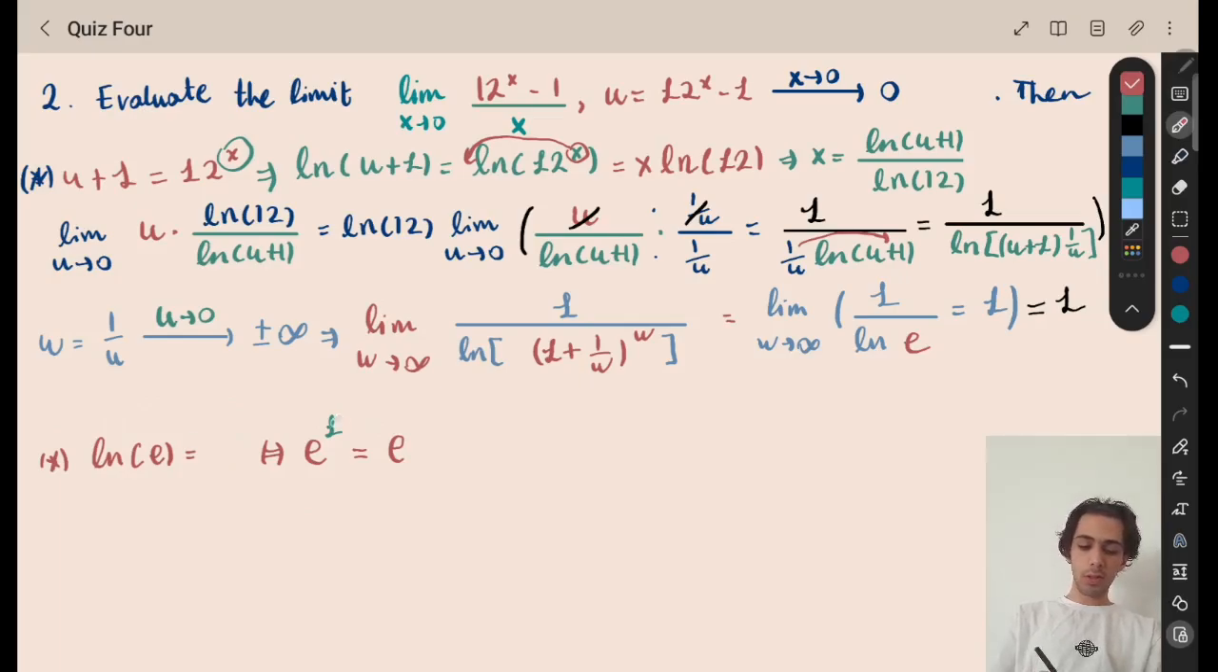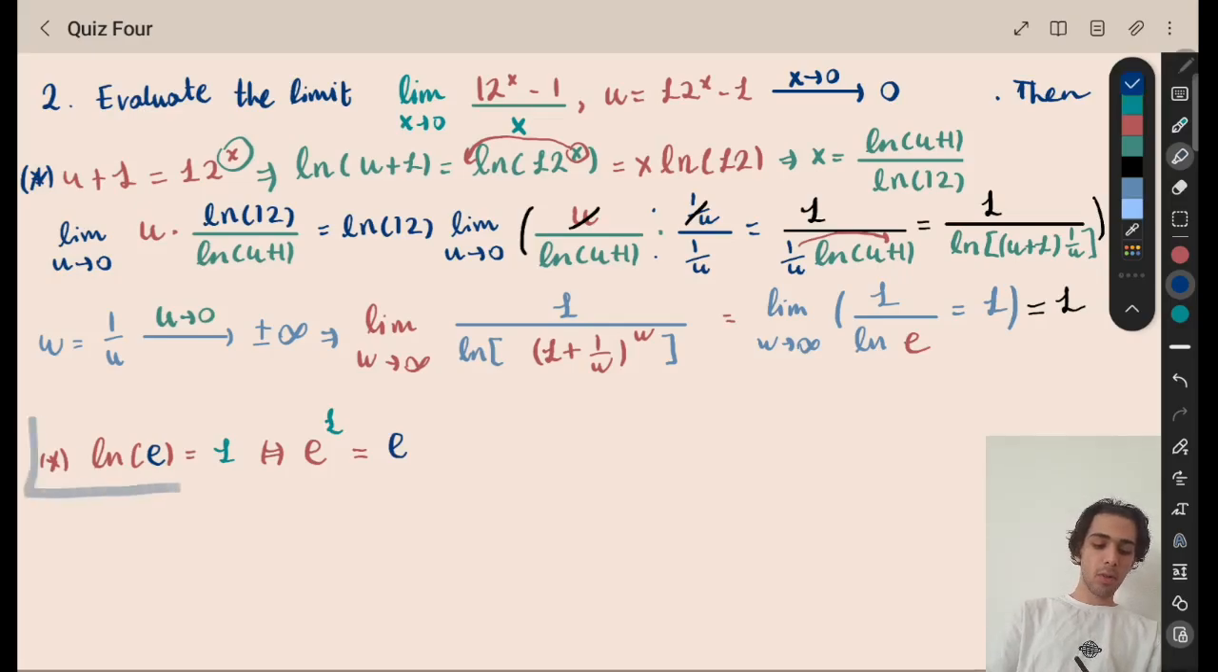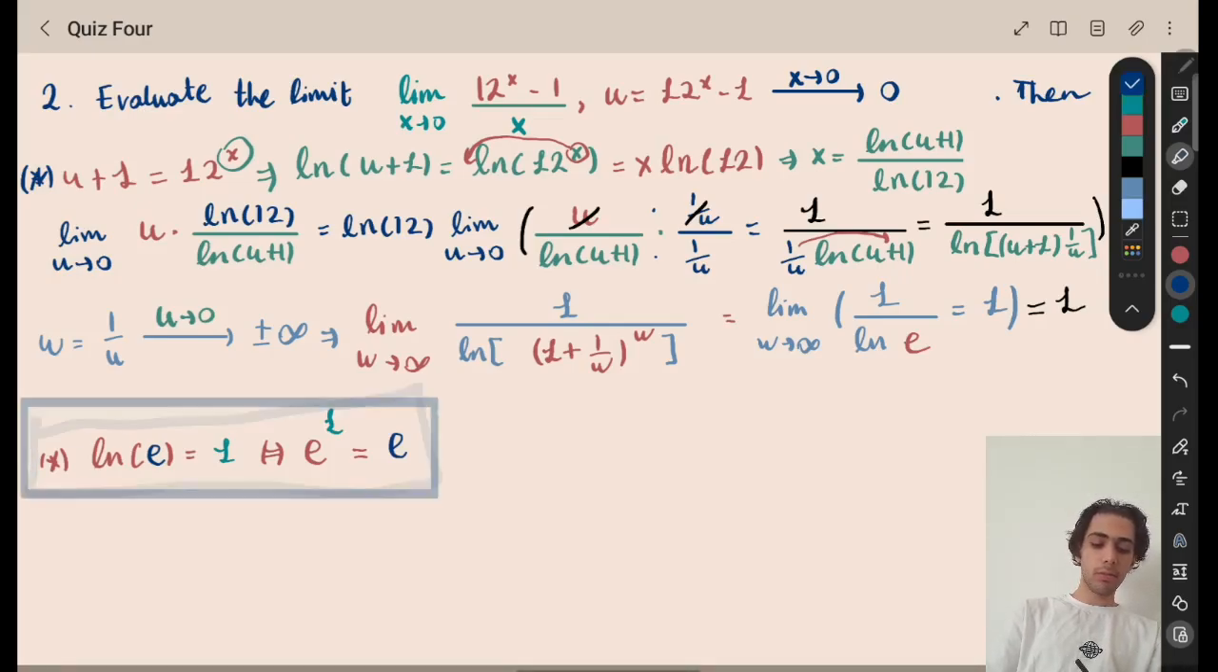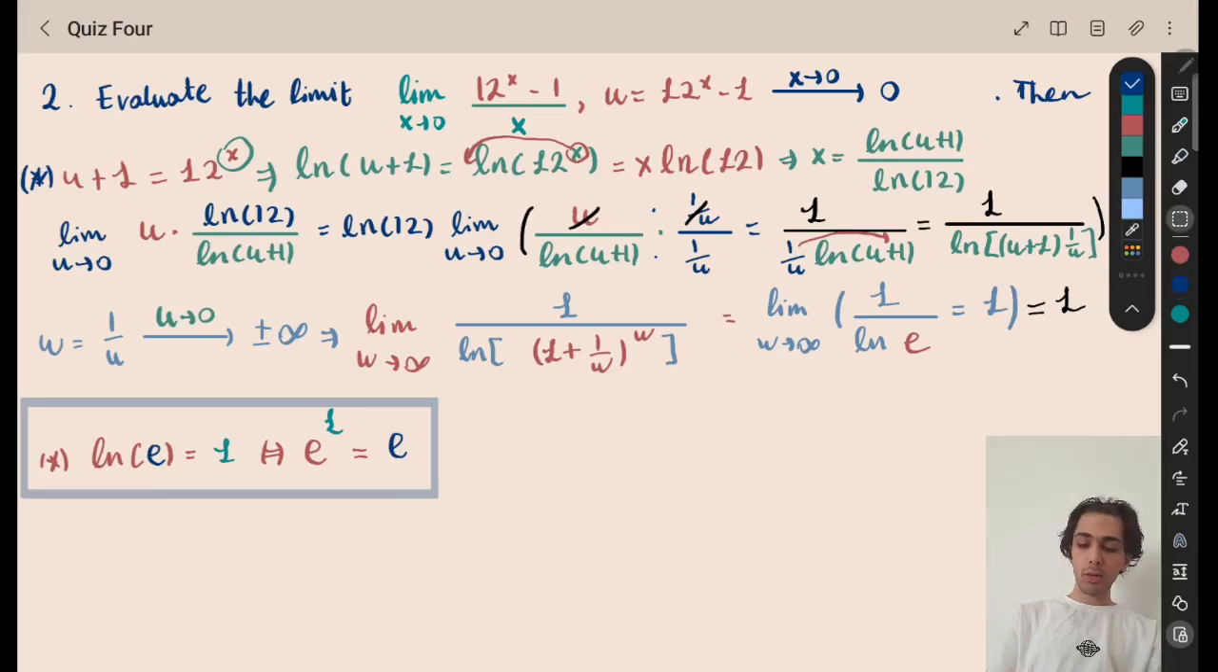So if this was, for example, x, so this is the general rule. You can also change the coloring, and you will get the correct formula for any expression. Anyway, so this is why it's equal to 1.